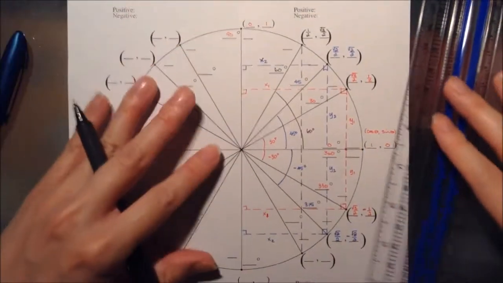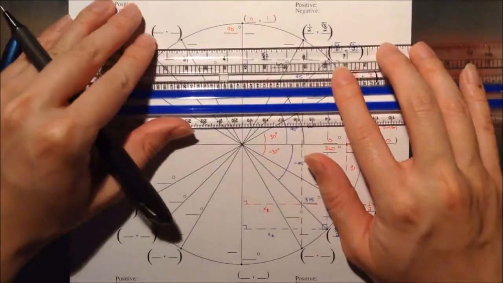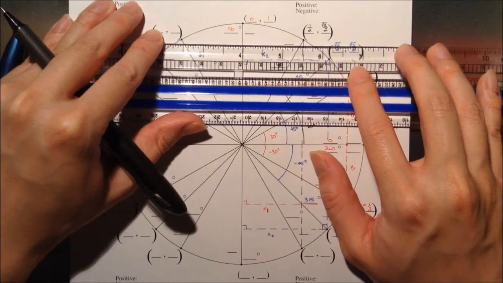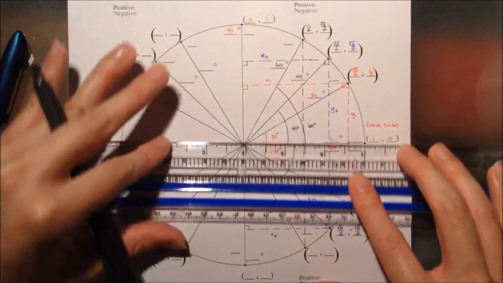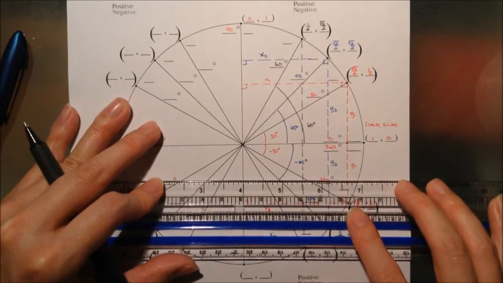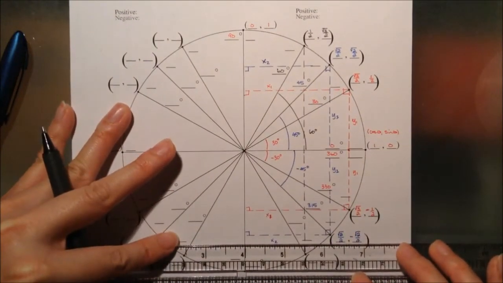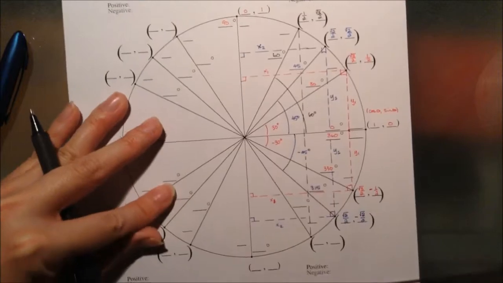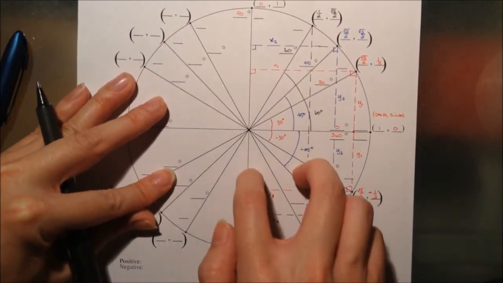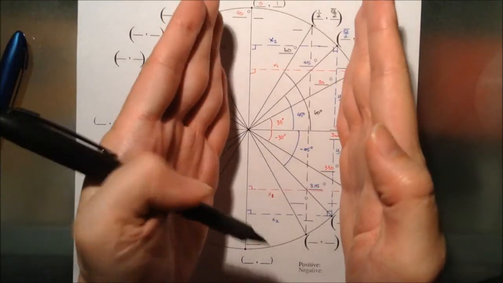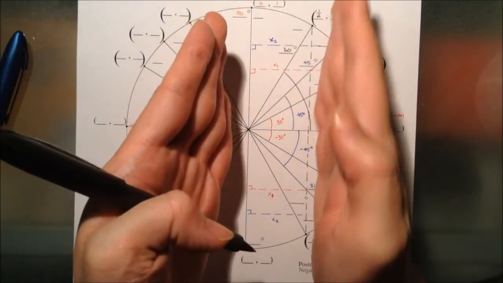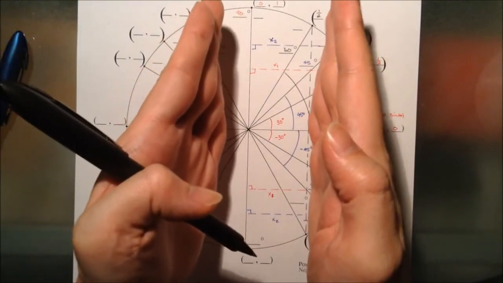And always check if it's equal distance between these two lines. So, about an inch and a half, about an inch and a half, and about an inch and a half. So, equal distance here, equal distance here, equal distance here, equal distance here. So the horizontal line I drew and the y-axis are parallel.